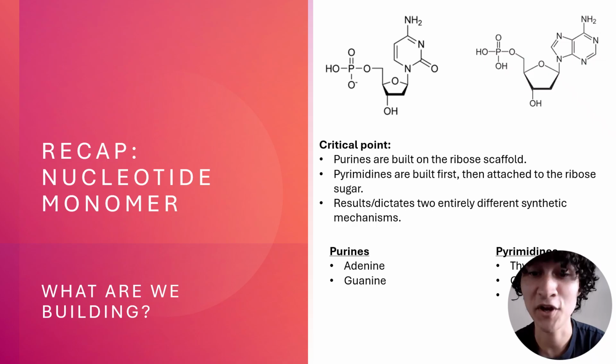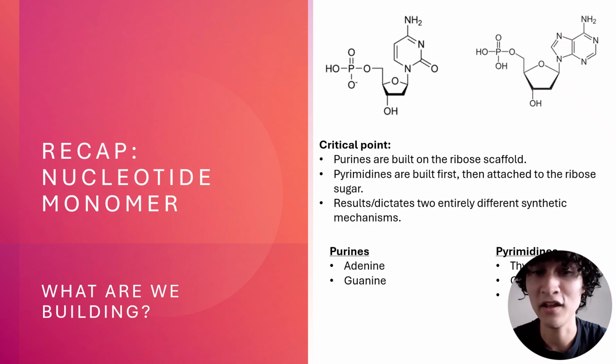Okay, and then we have our pyrimidines, which consist of thymine, cytosine, and if we're looking at RNA, uracil. Our pyrimidines are much more simplistic in structure, and they just have a six-membered pyrimidine ring, which is also heterocyclic. There's a critical point to remember here before we move on: whether you're synthesizing a purine mononucleotide or a pyrimidine mononucleotide will dictate two entirely different synthetic mechanisms.